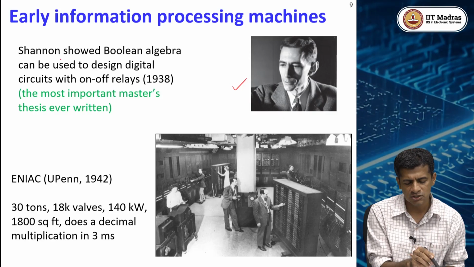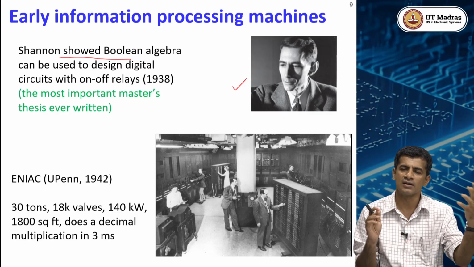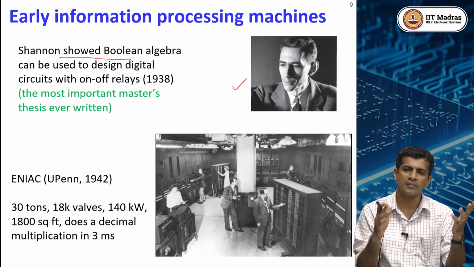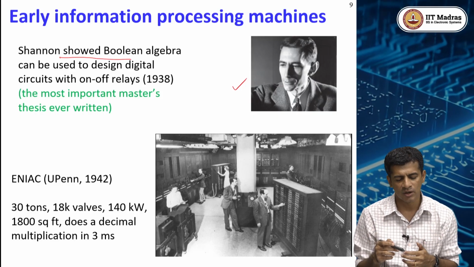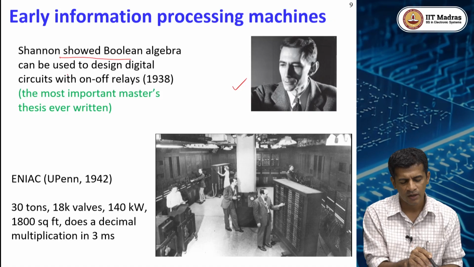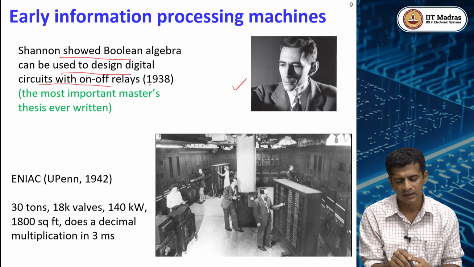Then Shannon showed the Boolean algebra. At that time the Boolean algebra was there. George Boole came up with this Boolean algebra, but there was not much application. So Shannon showed that you can use Boolean algebra to design digital circuits with on-off relays. That was in 1938.